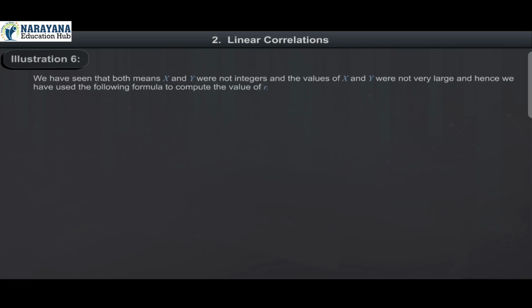We have seen that both means x bar and y bar were not integers and the values of x and y were not very large, and hence we have used the following formula to compute the value of r. r is equal to n sigma xy minus sigma x into sigma y divided by under root n sigma x square minus sigma x whole square into under root n sigma y square minus sigma y whole square.